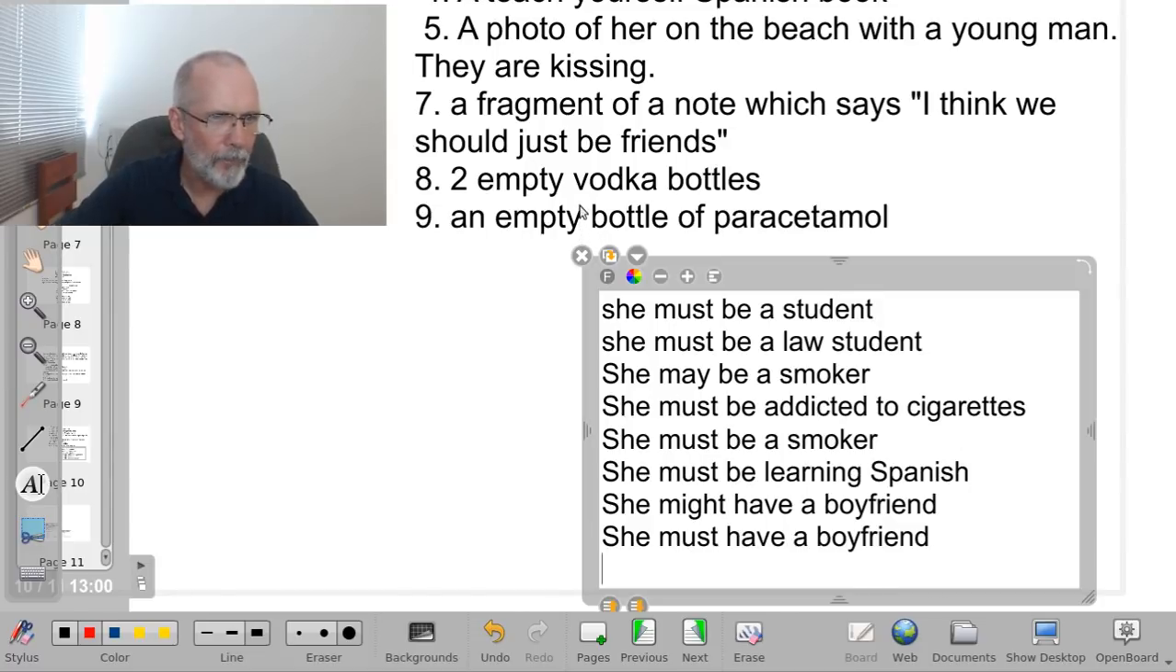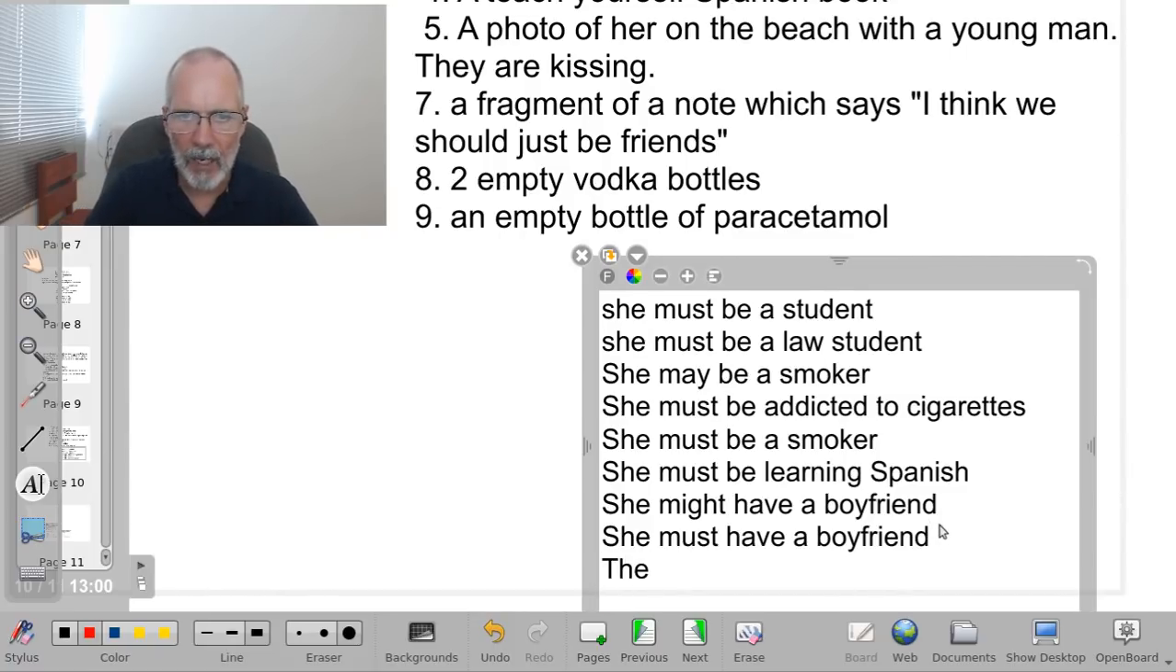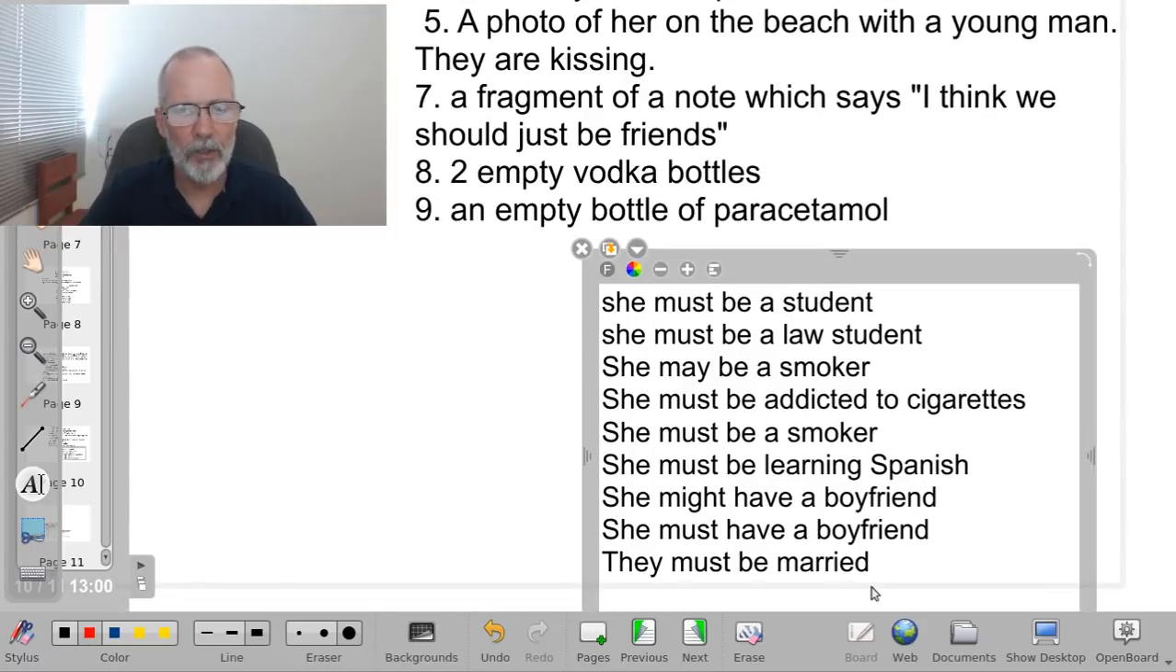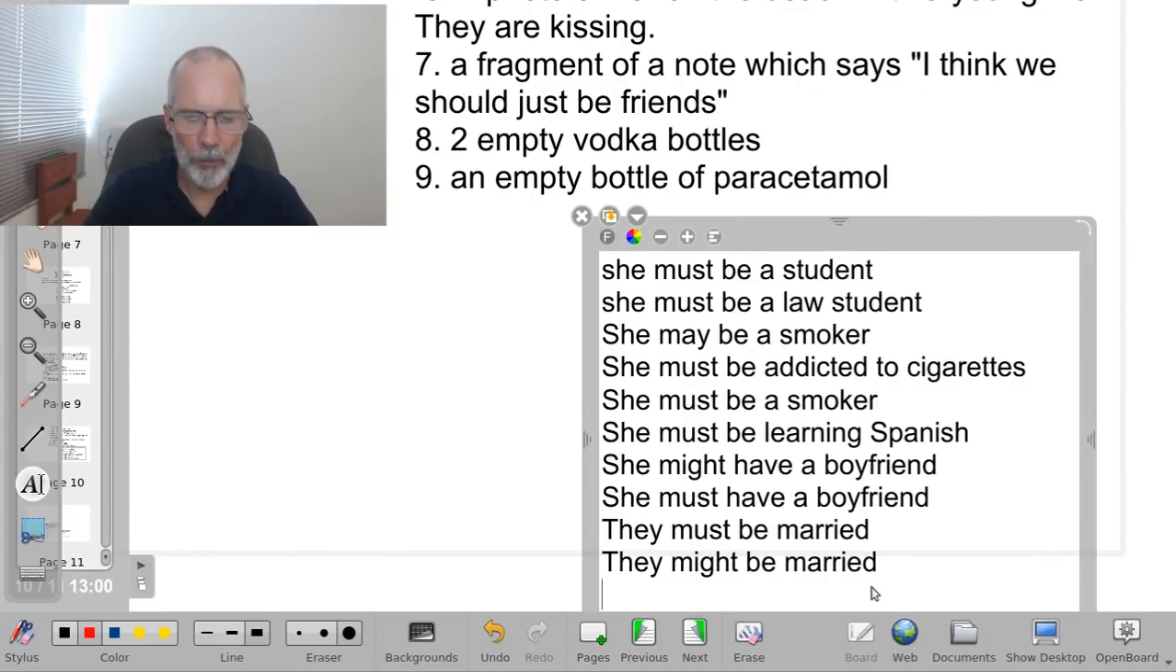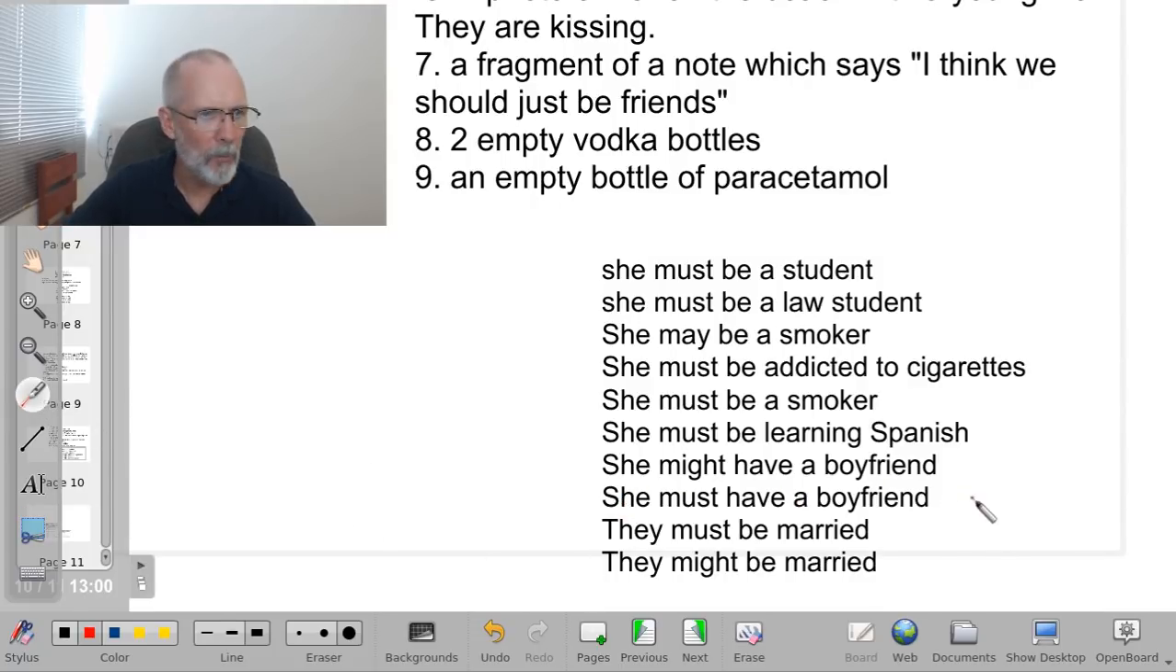Yeah, Javier put that they must be married. Remember, Sonia put they must are. So the problem here is that this is followed by the verb be in the present. We don't want that. We want the base verb. Always follow the modal with the base verb. They must be married. I guess that could be another assumption, but maybe I would say they might be married. But remember that she lives alone in the room, so I think it's more likely that the one up here is the better assumption. She must have a boyfriend.